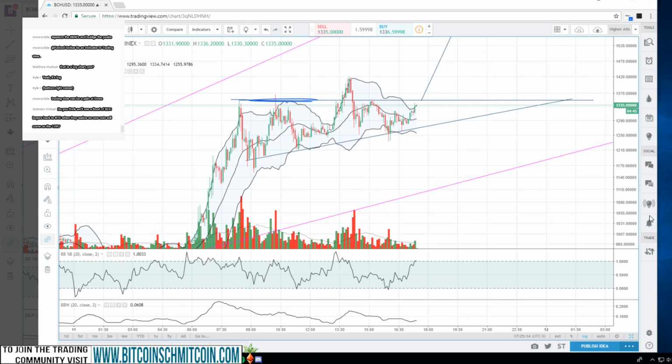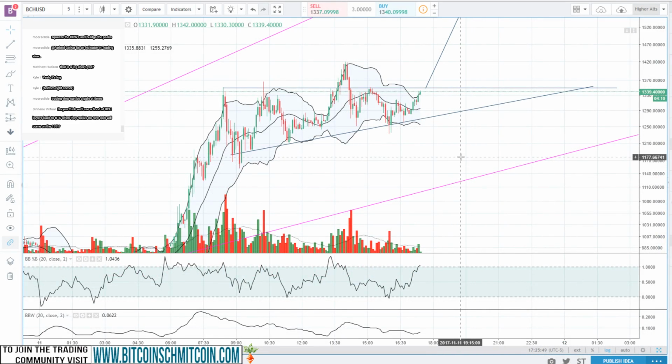It's testing key resistance. Volume is consolidated. The Bollinger Bands are consolidated. This is going to give us the A-OK to jump into a position if everything lines up, upon the test of the breakout.